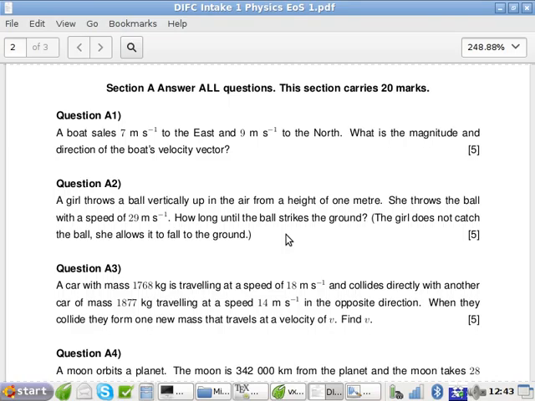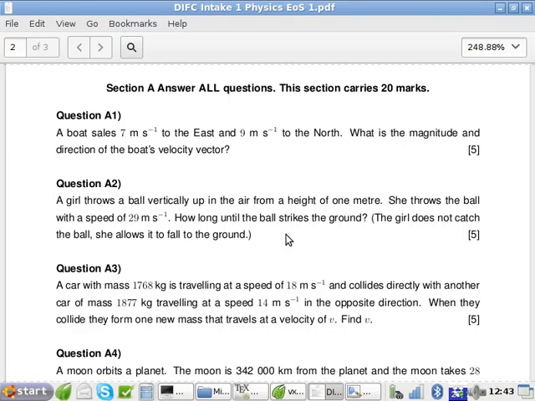So just use one of the equations. I think we need to use S equals UT plus a half AT squared. This will give us the T. So this is fine, right? Give me smiles that you know this is okay, yes?